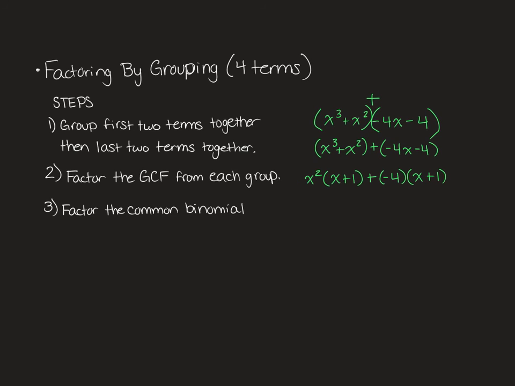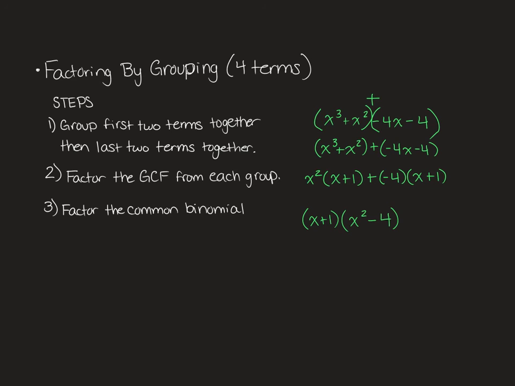The goal with factoring by grouping is that what's left inside the parentheses here are exactly the same. So if that's the case, then you just factor the common binomial. So what we're going to do is whatever's the same inside the parentheses, we're going to write it once. And then whatever is left in front, that is going to be our second factor. So we have x plus 1 and then x squared minus 4.